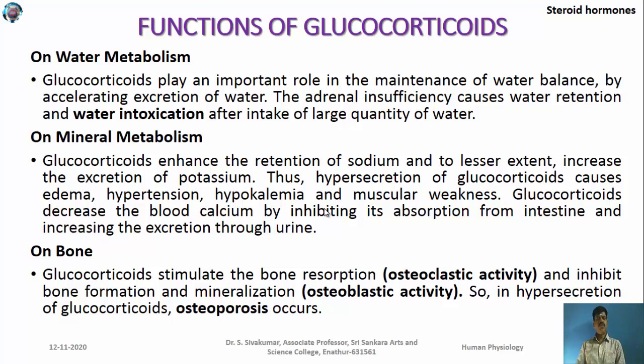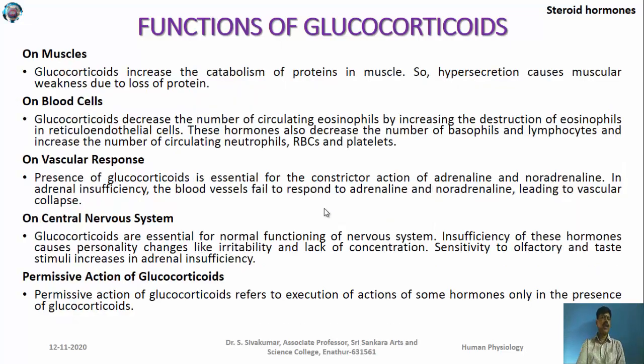With respect to bone, it is responsible for osteoclastic activity, breakdown of bone. So it inhibits bone formation and bone mineralization reaction. So when you have more glucocorticoids, it may induce osteoporosis. So that is the negative role of this hormone. And then when you see the muscle, as we know, it will induce muscle weakness.